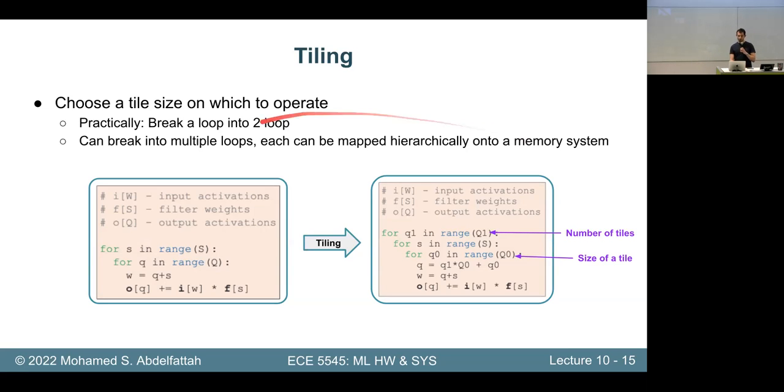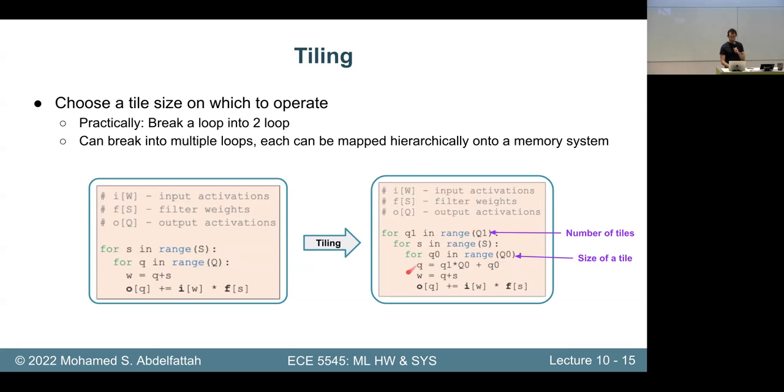And practically speaking, when we're doing tiling, that just means we take one of the loops and we break it into two loops. And so here I'm showing this simple example again of the 1D convolution, but then we took the loop iterating over the output Q, and we broke it into two loops. So now we have an inner loop which has very few iterations. In fact, it iterates over the size of your tile. Let's call it Q0 here. And then we have an outer loop that iterates over the number of tiles. So we're still going over the whole output, but just using two loops instead of one.